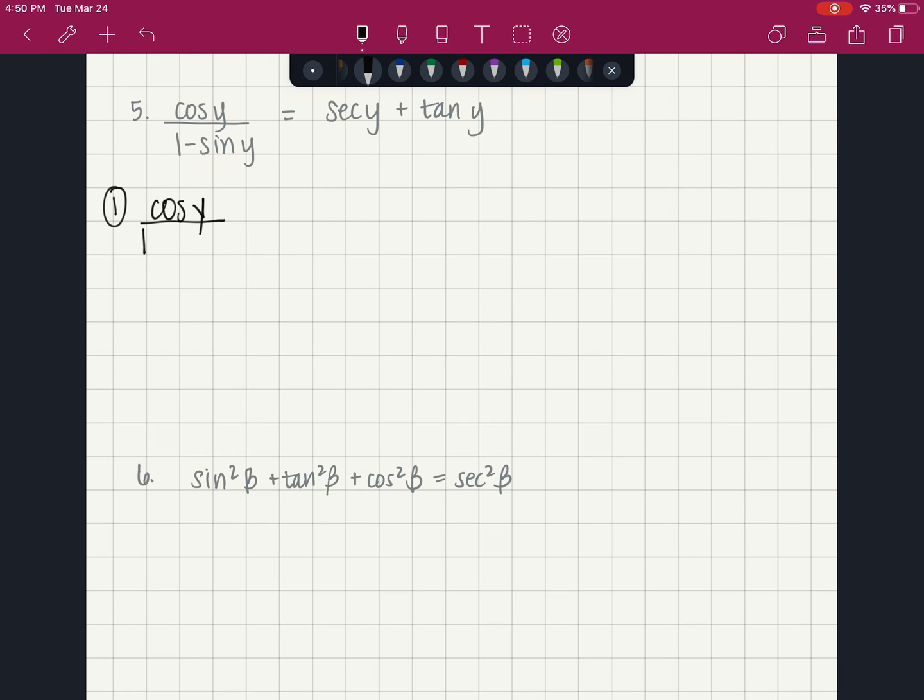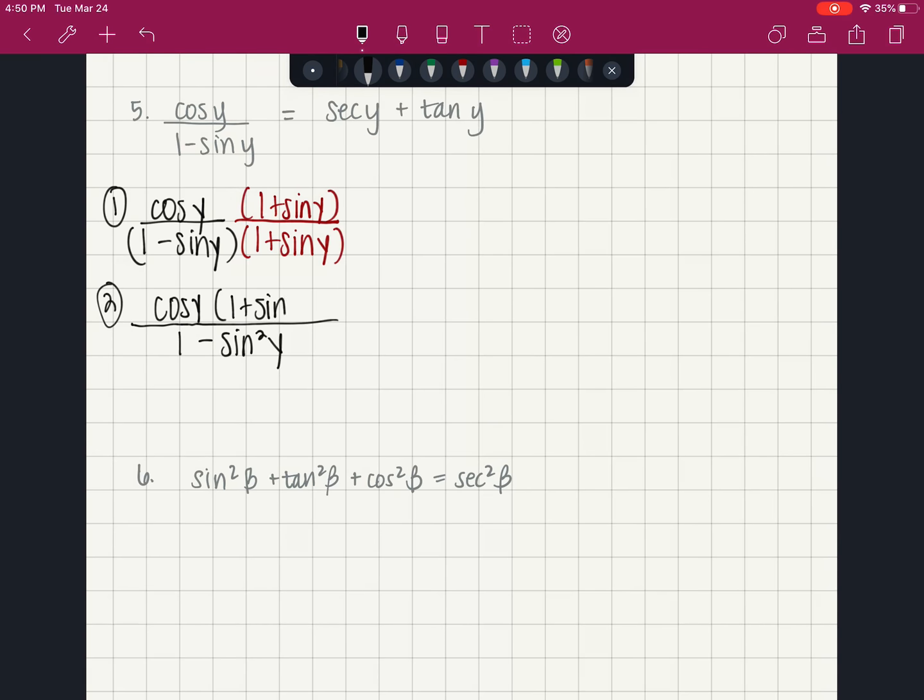So the cosine of y over 1 minus the sine of y. I've got that binomial in the denominator that's linear. Sine is to the first power, so that makes it linear. I'm going to multiply by the conjugate, 1 plus the sine of y. When I multiply by the conjugate, that's going to give me in the denominator 1 minus sine squared. And we know, after all the practice that we've been getting, 1 minus sine squared is cosine squared.